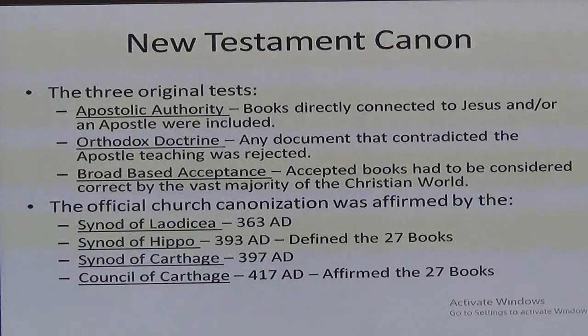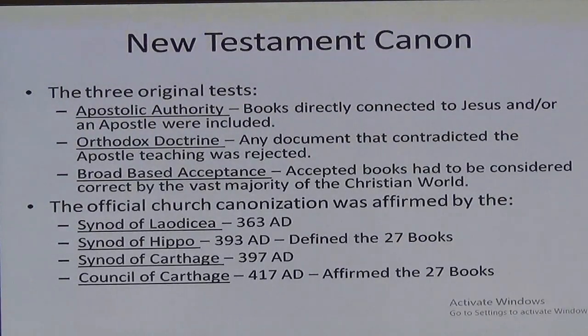Well, there were three tests that they decided to put into the canon. The first one was the book had to be directly connected to Jesus or an apostle. So the Gospels were all connected to Jesus, so they were in. Paul's letters were connected to an apostle because he declared himself an apostle. So all his letters declared that they were connected to an apostle, so they were in. Then with names like 1 Peter and 2 Peter, I guess they were in.